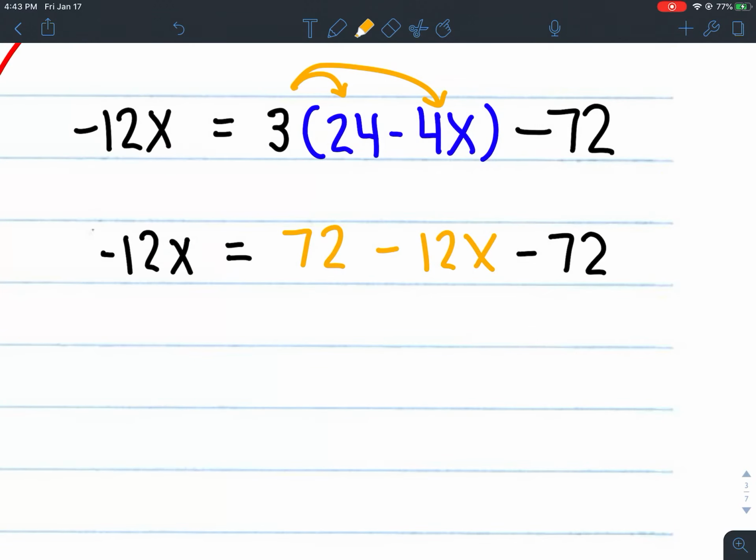Okay, so now we're going to combine like terms. Well, we have 72 minus 72. These are like terms. I can combine these, right? What's 72 minus 72?